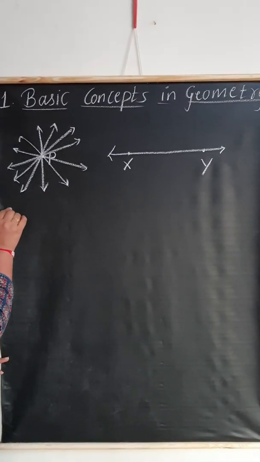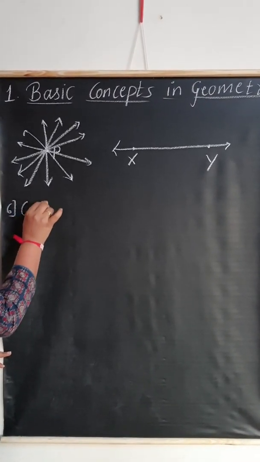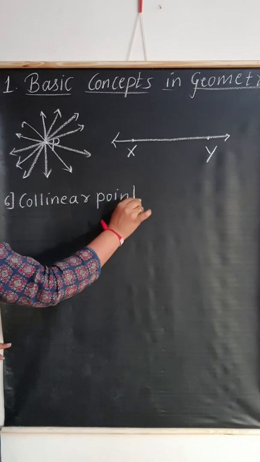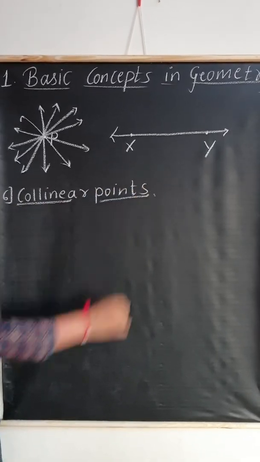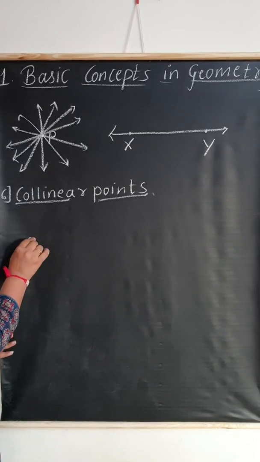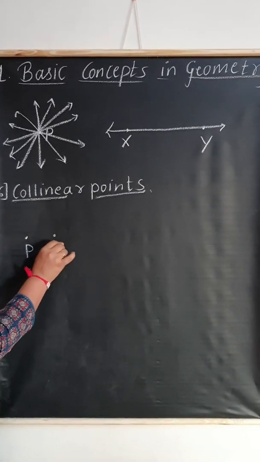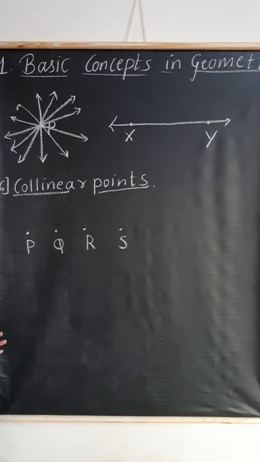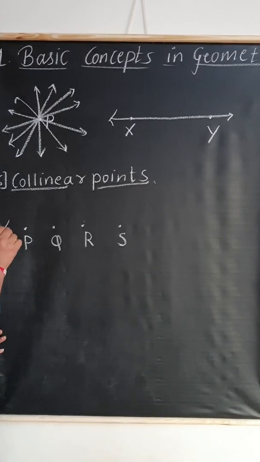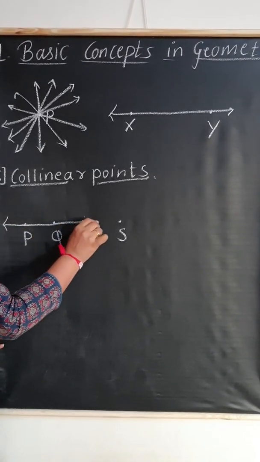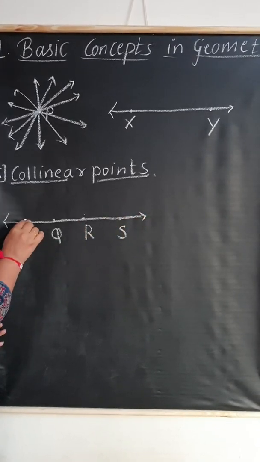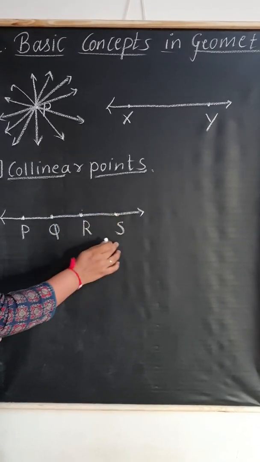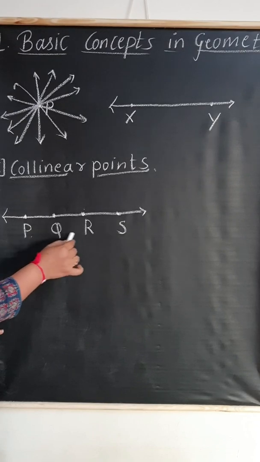Now, let us learn the next concept, that is collinear points. What are collinear points now? Consider the points P, Q, R and S. Now, I can join these points to form a straight line. For example, when I join all these points, what do I get here? I get a straight line. That means the points P, Q, R and S lie on a straight line. Hence, these points are called collinear points.